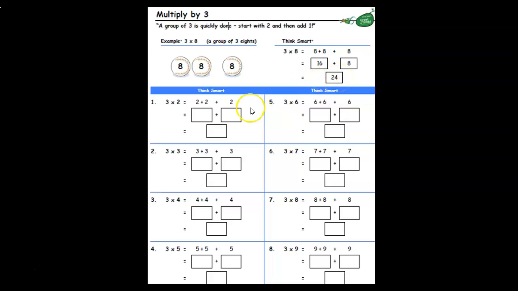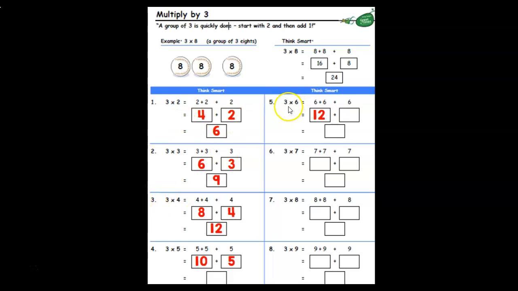Let's do a few together. Okay, first we have 3 times 2, which is your double 2, 2 times 2 is 4, and then one more 2 is 6, and you put them together. Now let's do 3 times 3. We're going to think of it as 2 3s, which is 6, and then add one more 3. So that's a total of 3 3s, which is 3 times 3, which is 9. Okay, we're going to do 3 times 4, which is 2 4s, plus one more 4, is 12. Then we have 3 times 5, which is 2 5s, plus one more, is 15.